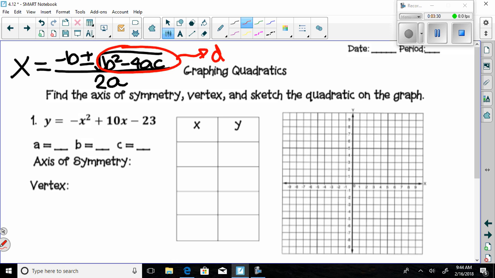Discriminant. So remember, that discriminates and tells you, if it's negative, I'm going to have no solutions. Remember, if it was positive, you're going to have 2 solutions, and if it was 0, you're going to have 1 solution. That's what we did last class, right?